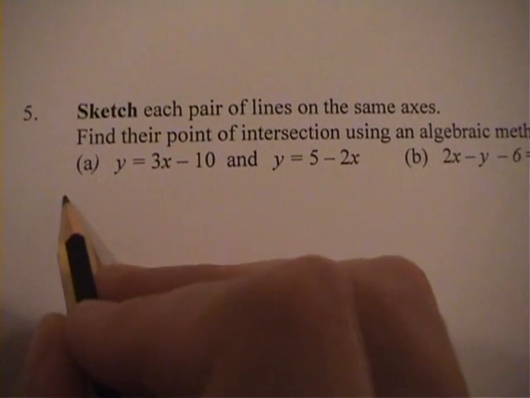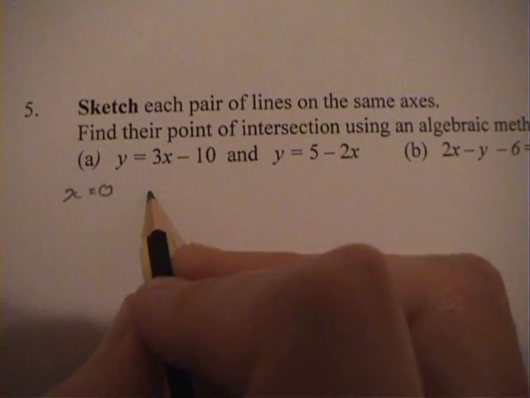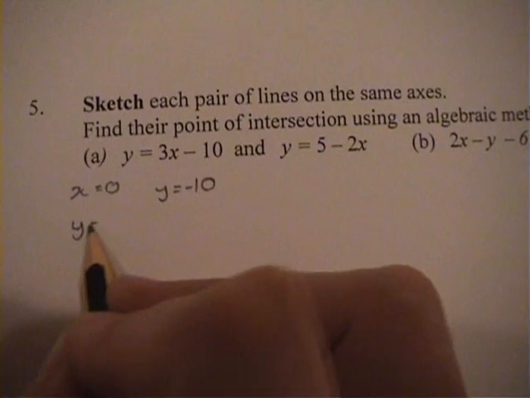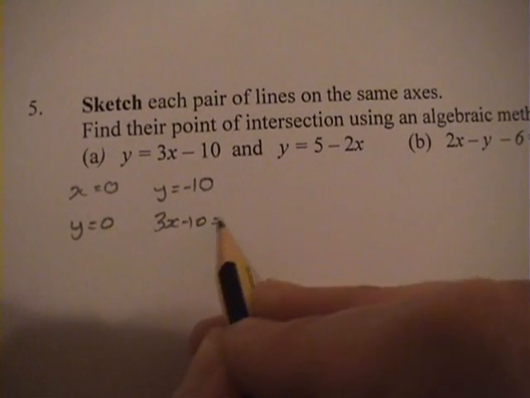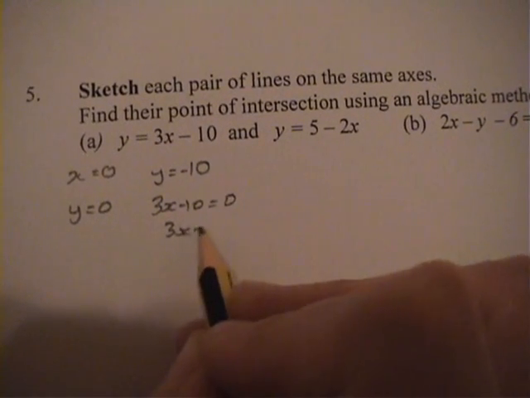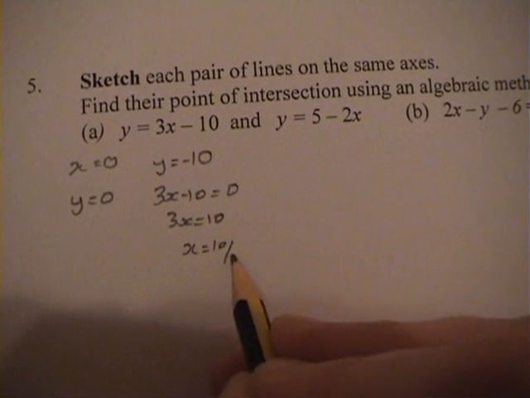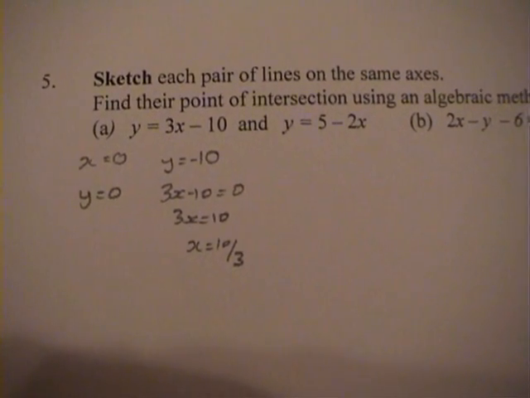First of all, we've got to sketch it again. So just like we did earlier, we've got to say, well, what happens when x is 0 here? y is minus 10. What happens when y is 0? Well, that's 3x minus 10 is 0. 3x equals 10. And x equals 10 over 3. That's 3 1/3.